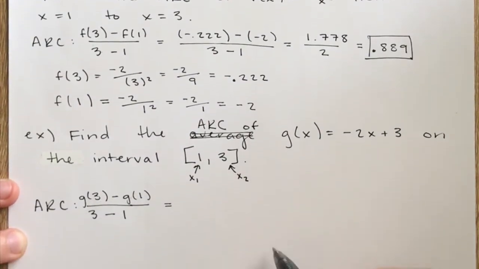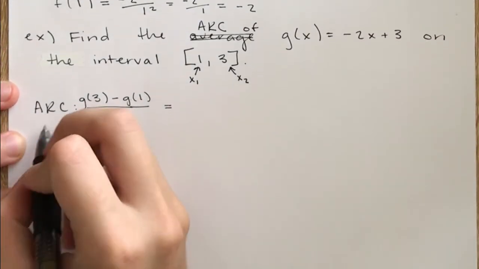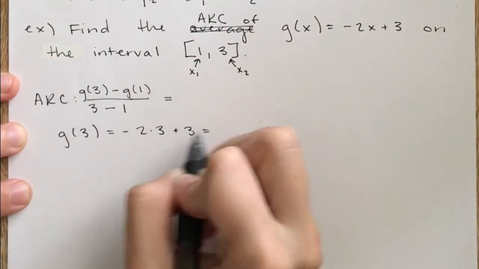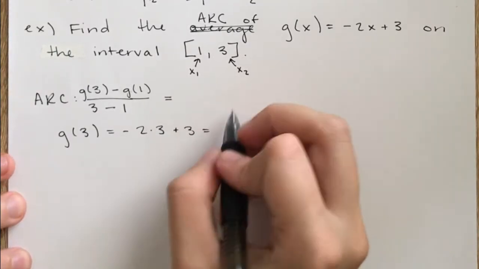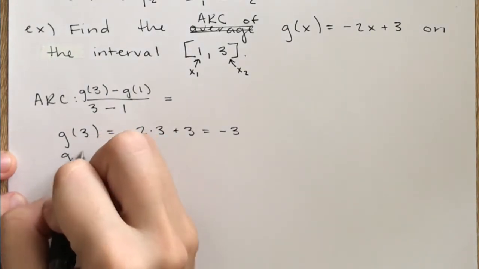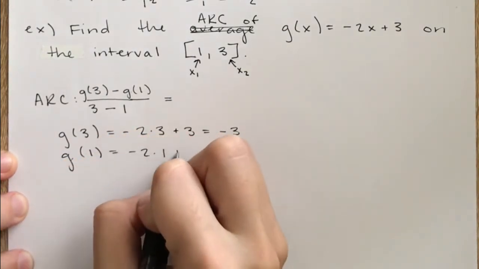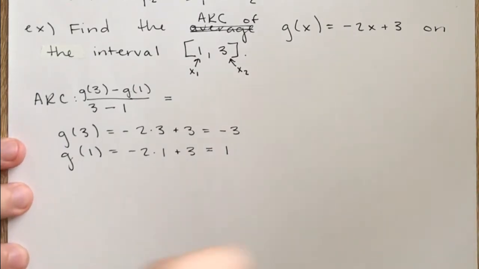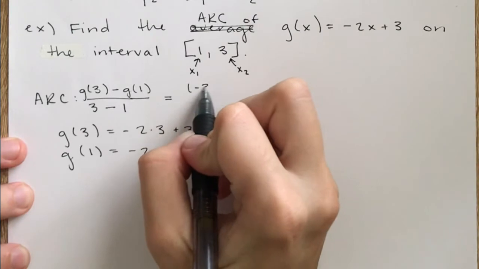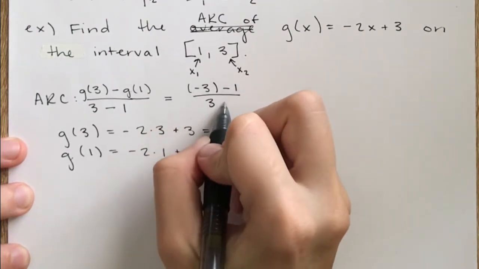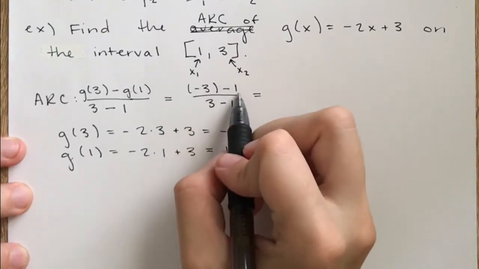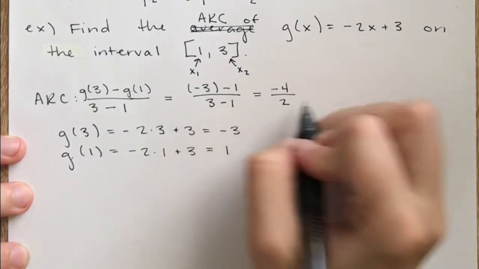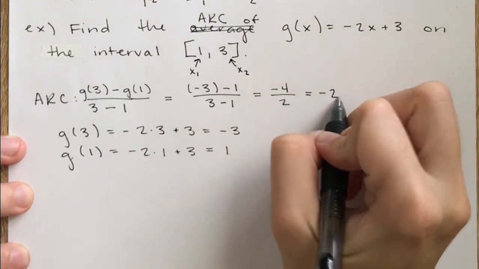What is g of 3 and g of 1? Well, we just plug in for this x value. G of 3 is negative 2 times 3 plus 3. Negative 2 times 3 gives me negative 6, plus 3 is negative 3. G of 1 is negative 2 times 1 plus 3, so negative 2 plus 3, which is 1. So on top we have negative 3 minus 1 over positive 3 minus 1. Negative 3 minus 1 is negative 4. 3 minus 1 is 2. We end up getting negative 2.